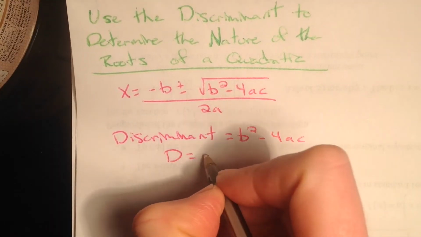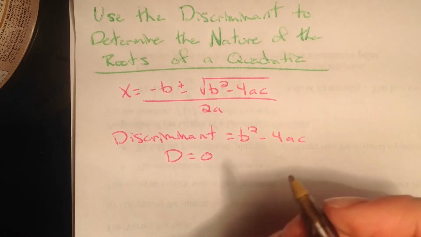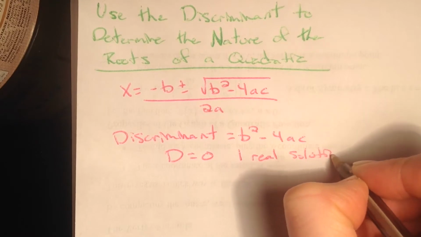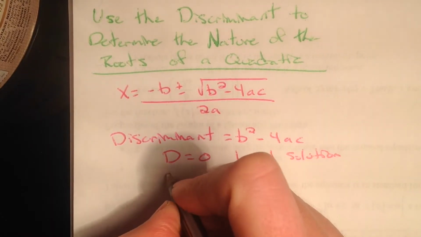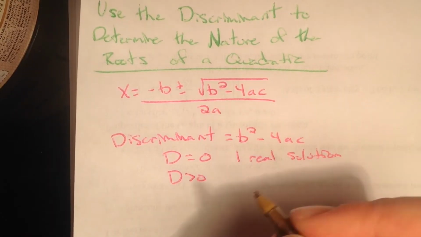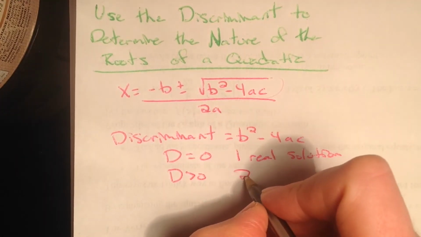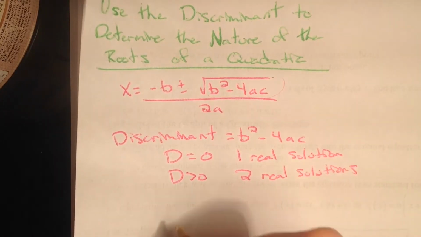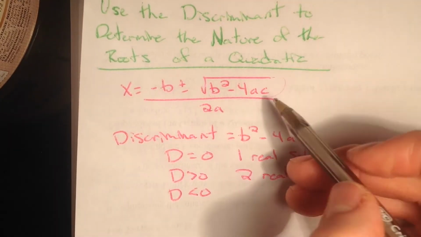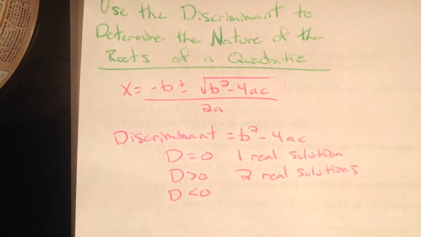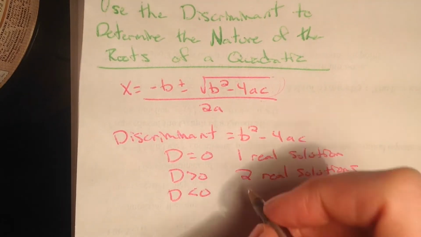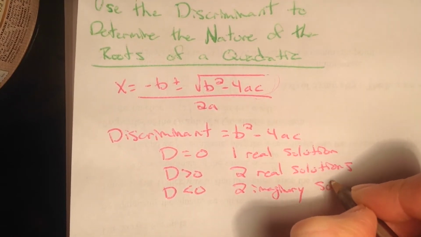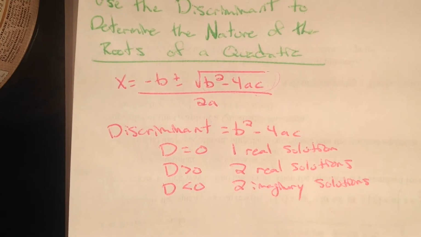If d, or the discriminant, is equal to 0, that tells us that there is one real solution to our quadratic formula. If d is greater than 0, meaning it's a positive number under the square root, that means we'll have two real solutions. And if d, the discriminant, is less than 0, so a negative number under the square root, meaning we're taking a square root of a negative, we have two imaginary, because of that negative, solutions. And because of the plus or minus, it produces two of them.